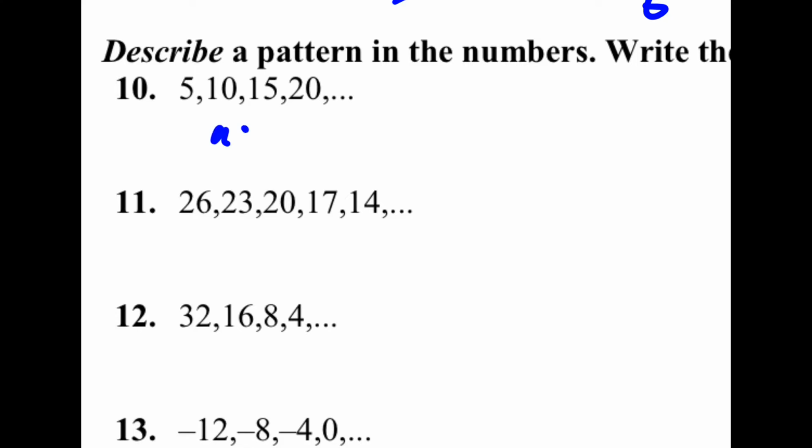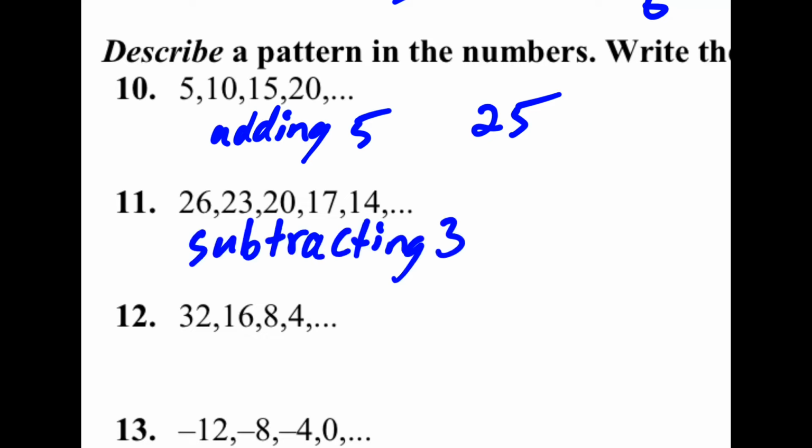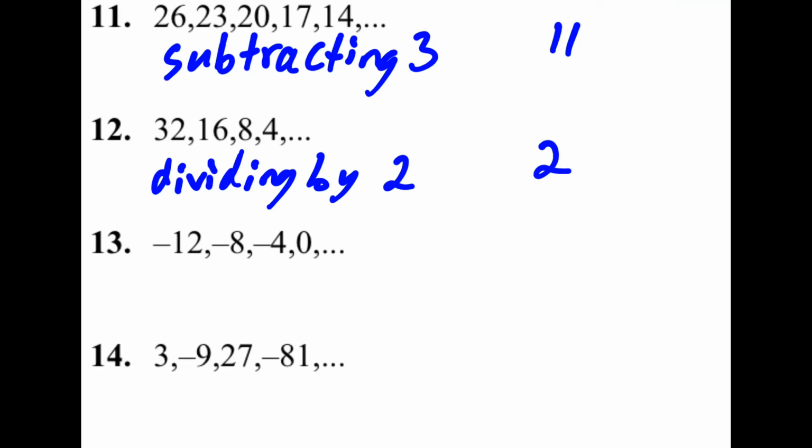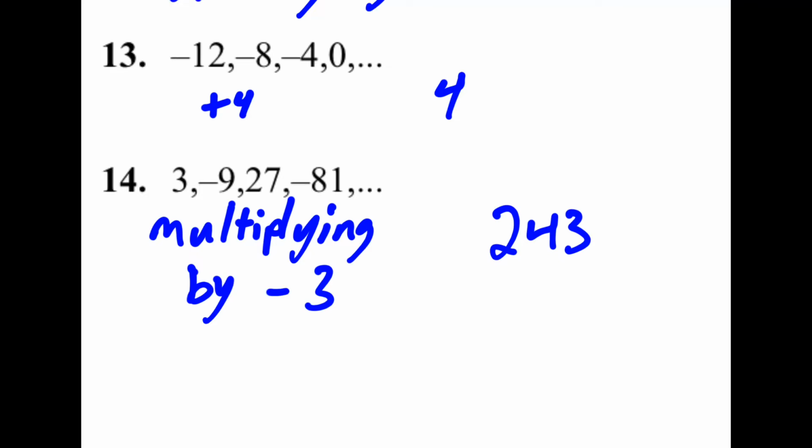For number 10, we are adding 5, and our next number is going to be 25. For 11, subtracting 3, and our next number is 11. For 12, we are dividing by 2, and our next number will be 2. For number 13, we are adding 4, and our next number will be 4. For 14, we are multiplying by a negative 3, and our next value will be a positive 243.